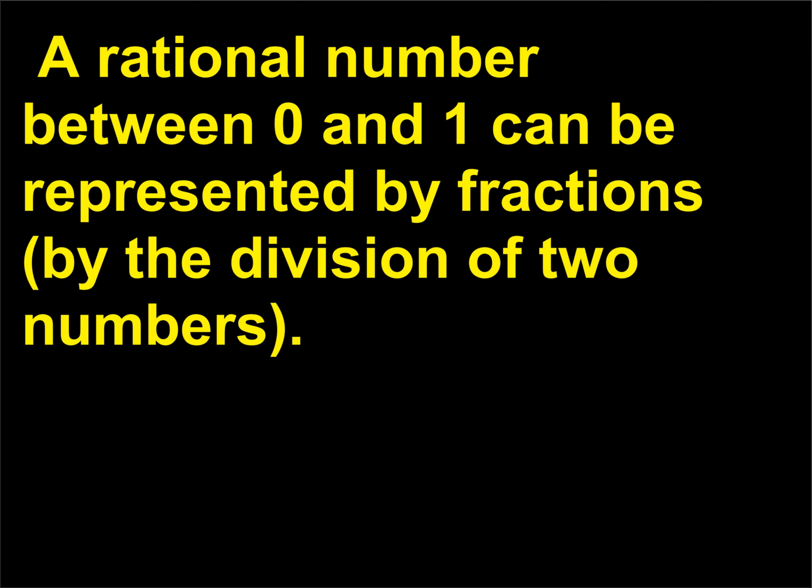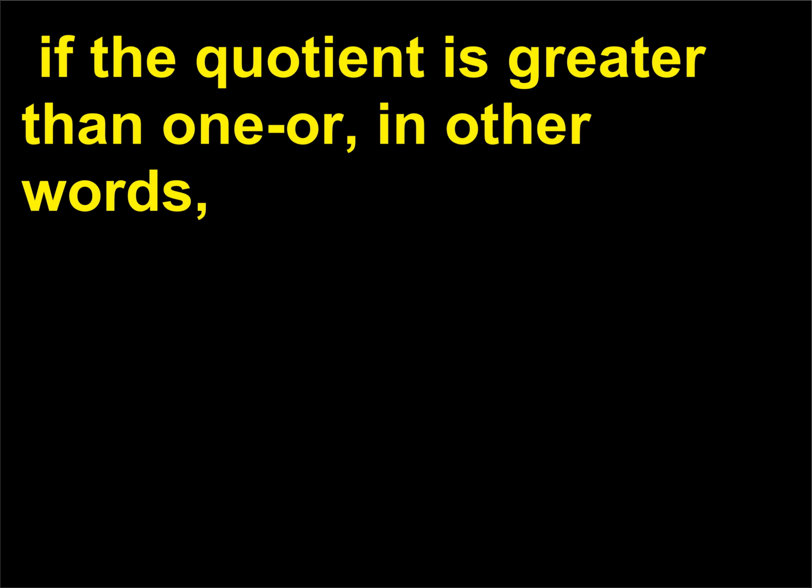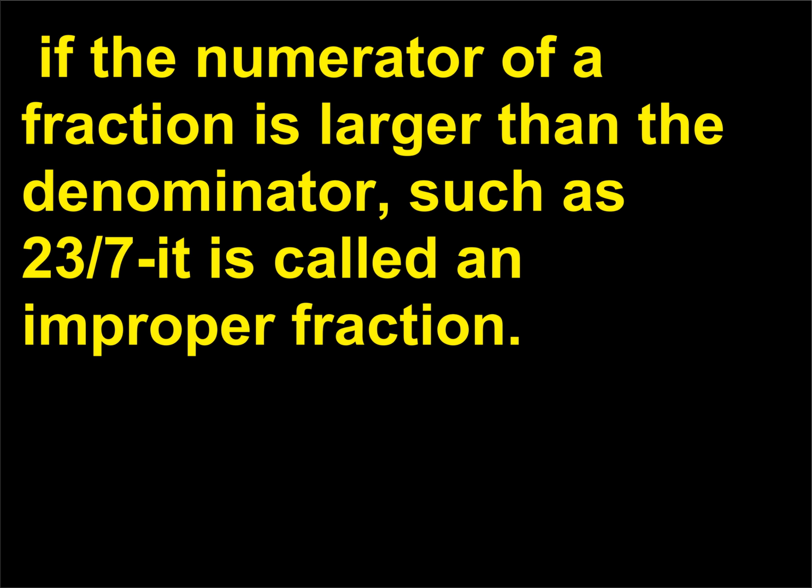A rational number between 0 and 1 can be represented by fractions, by the division of two numbers. If the quotient is less than 1, such as 1/2 or 2/5, then it is called a proper fraction. If the quotient is greater than 1 or, in other words, if the numerator of a fraction is larger than the denominator, such as 23/7, it is called an improper fraction.